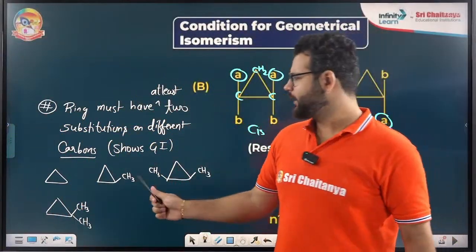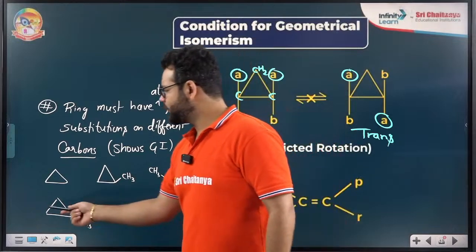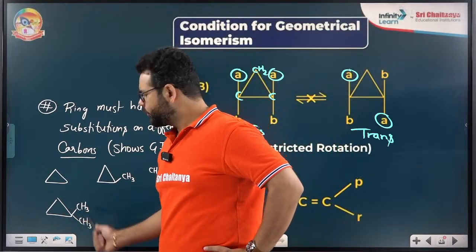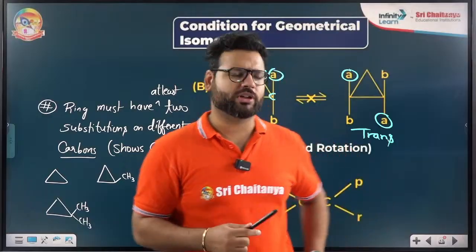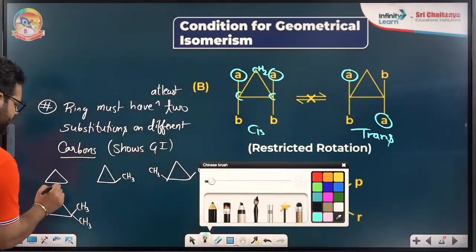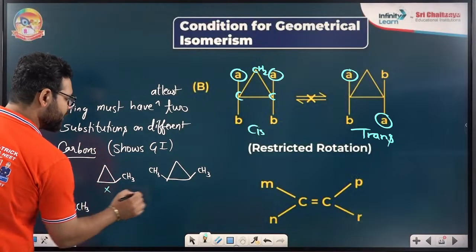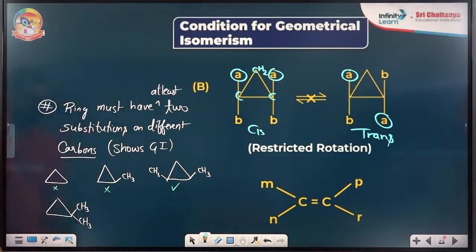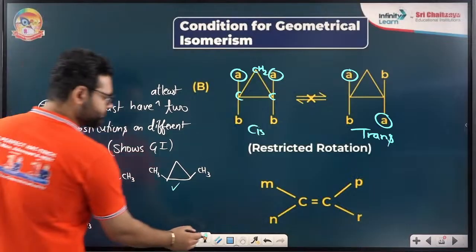This carbon carries both hydrogen. This carbon carries both hydrogen. This carbon carries both methyl. So it cannot show GI. So which can show, which cannot show? This cannot show GI. This cannot show GI. This can show GI. This cannot show GI.